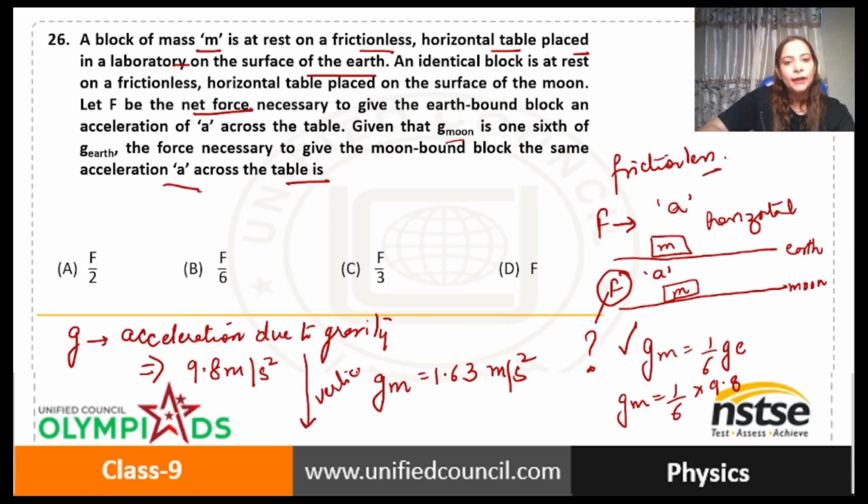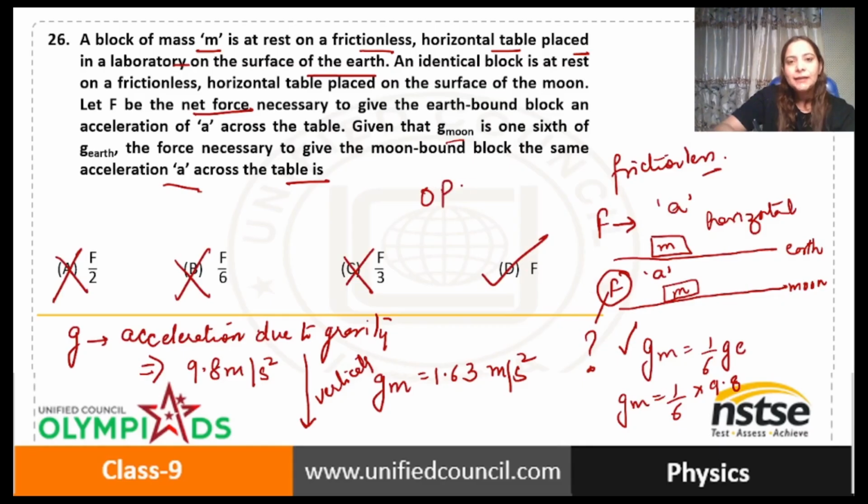It acts vertically. So that is the reason the force required in both the cases is going to remain the same to provide the same acceleration. Therefore, the answer won't be F by 2, won't be F by 6, won't be F by 3. It will be option D. The reason being, both the surfaces are frictionless and the movement is horizontal. So whatever force you apply, the body is going to move horizontally. So in that case, vertical force doesn't play any role.